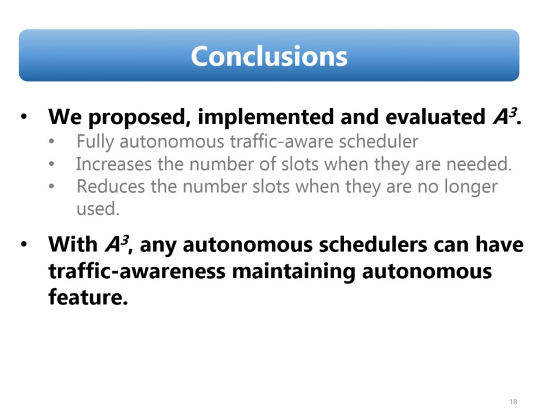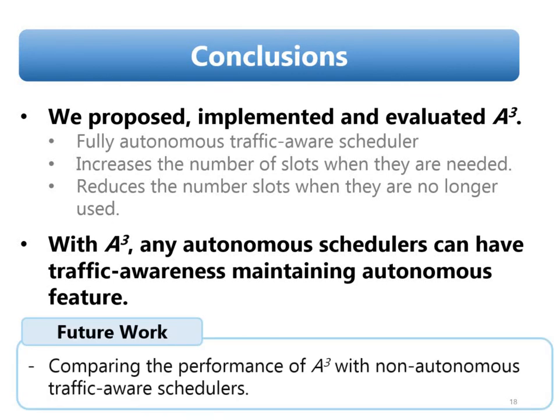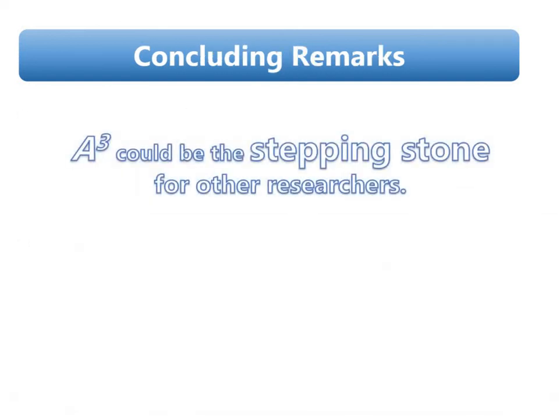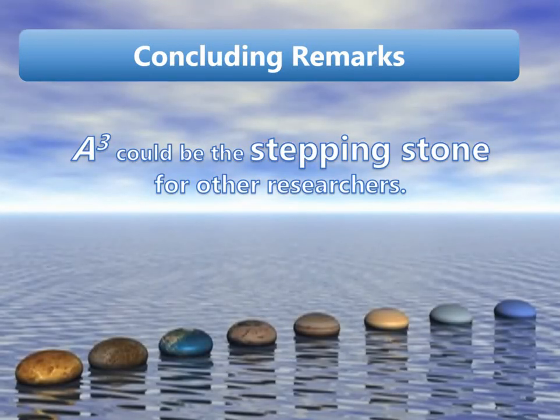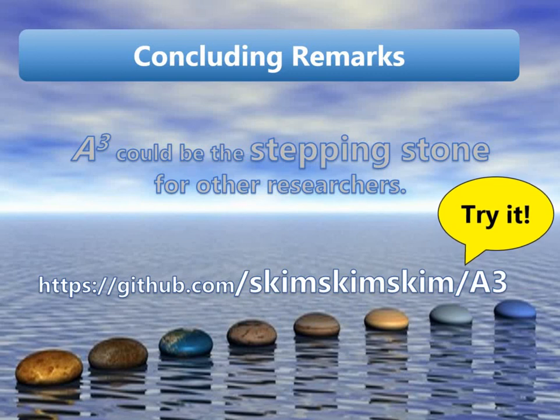This is the conclusion. In this paper, we proposed A-Cube. This is a fully autonomous traffic-aware scheduling method. With A-Cube, any autonomous schedulers such as Alice and Orchestra can have traffic awareness while maintaining the autonomous feature. Our future work is comparing the performance of A-Cube with non-autonomous traffic-aware schedulers such as TESLA and OST. We believe that A-Cube could be a stepping stone for other researchers. As I mentioned before, the A-Cube source code is open, so feel free to use A-Cube.